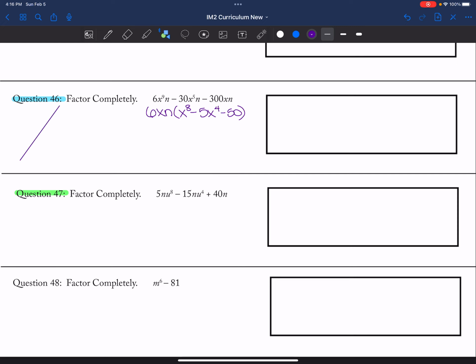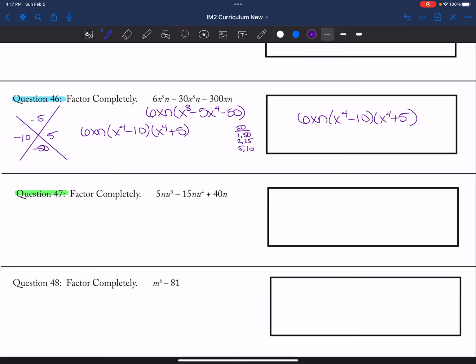And now we're going to have to do the diamond method. So I have a -5 on the top, a -50 on the bottom. Factors of 50: 1 and 50, 2 and 25, 5 and 10. -10 and +5. So this is 6xn, and then an x to the 4th minus 10, and an x to the 4th plus 5. So 6xn, x to the 4th minus 10, and x to the 4th plus 5. And that's it for every other even.